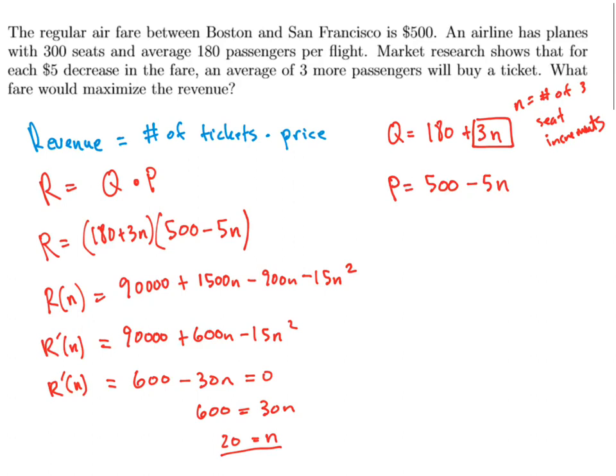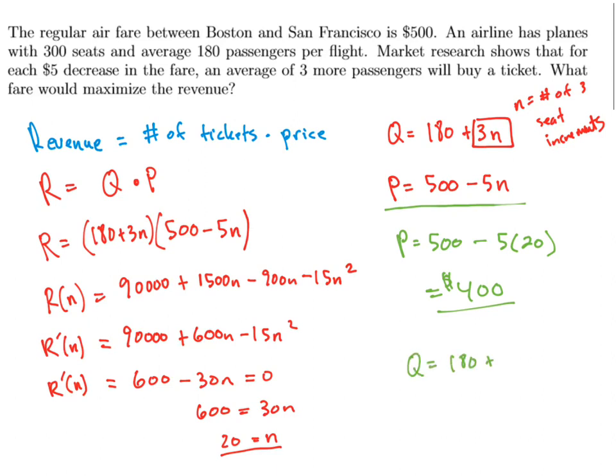So this is saying what fare would maximize the revenue? Well, that's this price equation. So the P is going to be 500 minus 5 times 20. So the price that the airline should shoot for is $400. And if they do that, the number of seats that would come out to is 180 plus 3 times 20. So 180 plus 60 will be 240 seats. So 240 seats is what they would sell in order to maximize their revenue here.